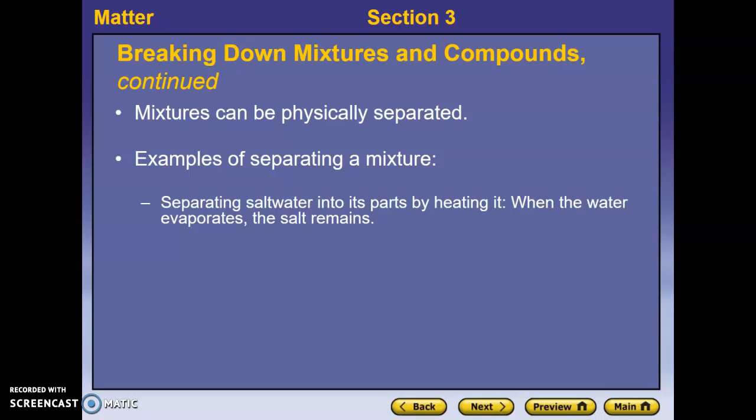Another example is using a filter. You were able to separate the sand from the salt water in that virtual lab because the salt dissolved in the water and the sand did not, leaving bigger particles that would not go through the filter. So identifying the properties of the matter that you're working with in the mixture are key to figuring out how to separate it and what processes you can use to do that separation.